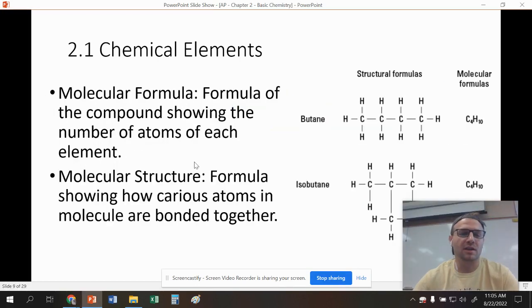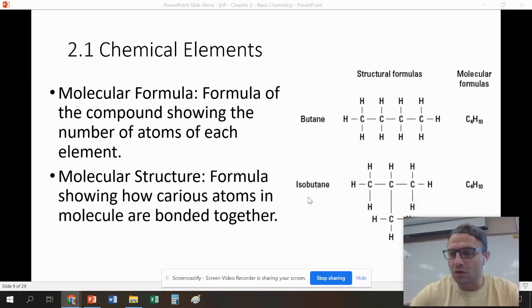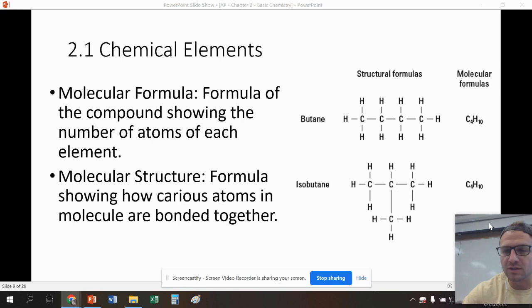All right, the difference between molecular formulas and molecular structures. The formula is just what is made up in that molecular compound. You can see butane here. The molecular formula is C4H10. Also, isobutane has C4H10. The molecular structure, though, of these two is different. You can see how we're structurally different when comparing butane and isobutane. Even though we're made up of the same elements, the actual structure here is different.